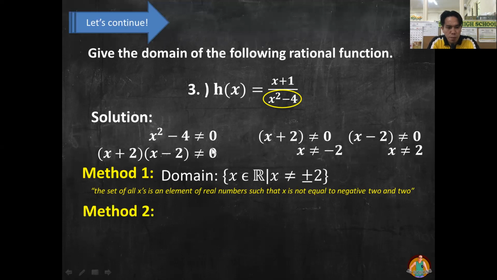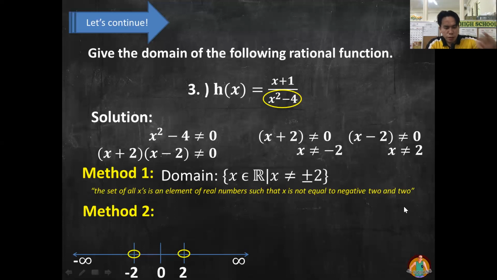Or we could have our method 2 using our guide number line, no? So our negative 2 and positive 2 are our restrictions. So ibig sabihin, from negative 3 to negative infinity is part of our solution. If our x is less than -2 and less than +2, it's still part of the solution. And if x is greater than +2 to positive infinity, still part of the solution.